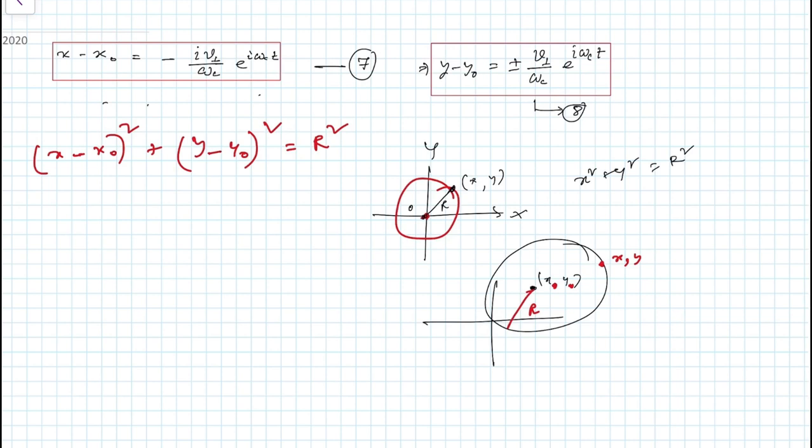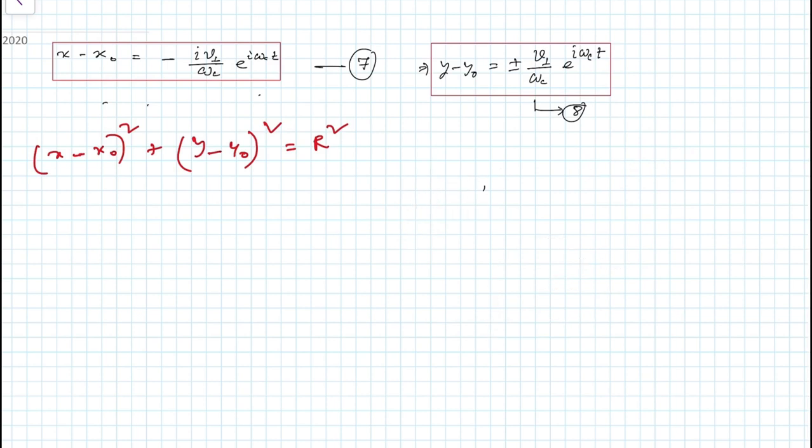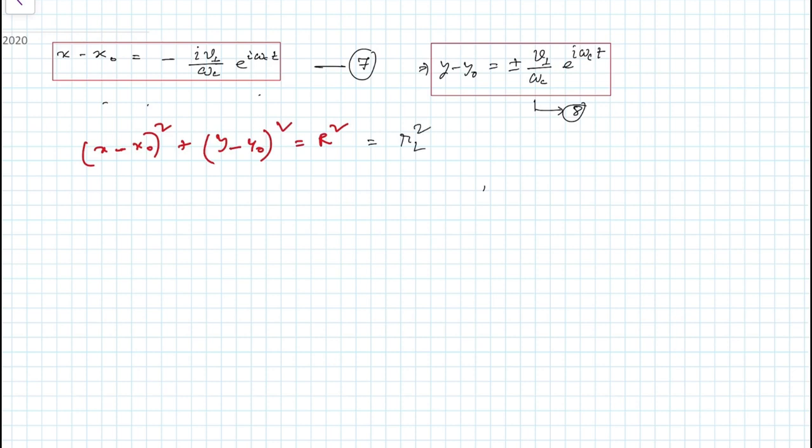So here in this case, instead of capital R we will use rL square. This is called the Larmor radius.